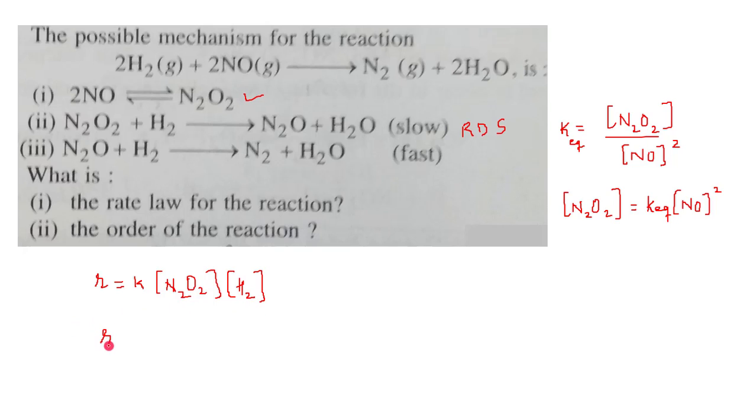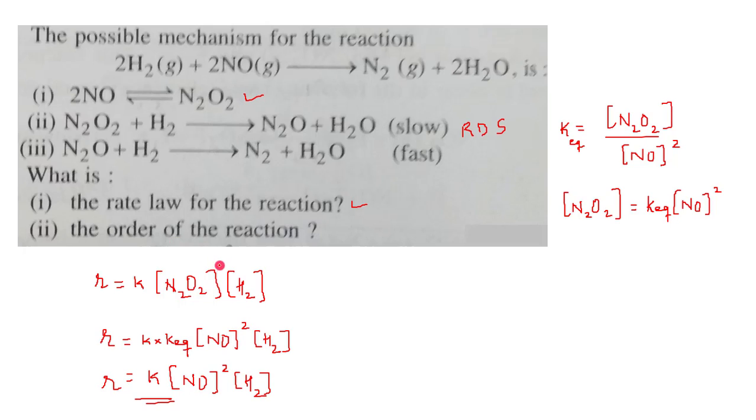So the rate law actually becomes R is equal to K into K equilibrium, NO raised to 2 into H2. So this we write as K dash or simply K, both are constants. We write it as K, NO raised to 2 into H2. So this is the rate law for the above reaction. So the first part is over.